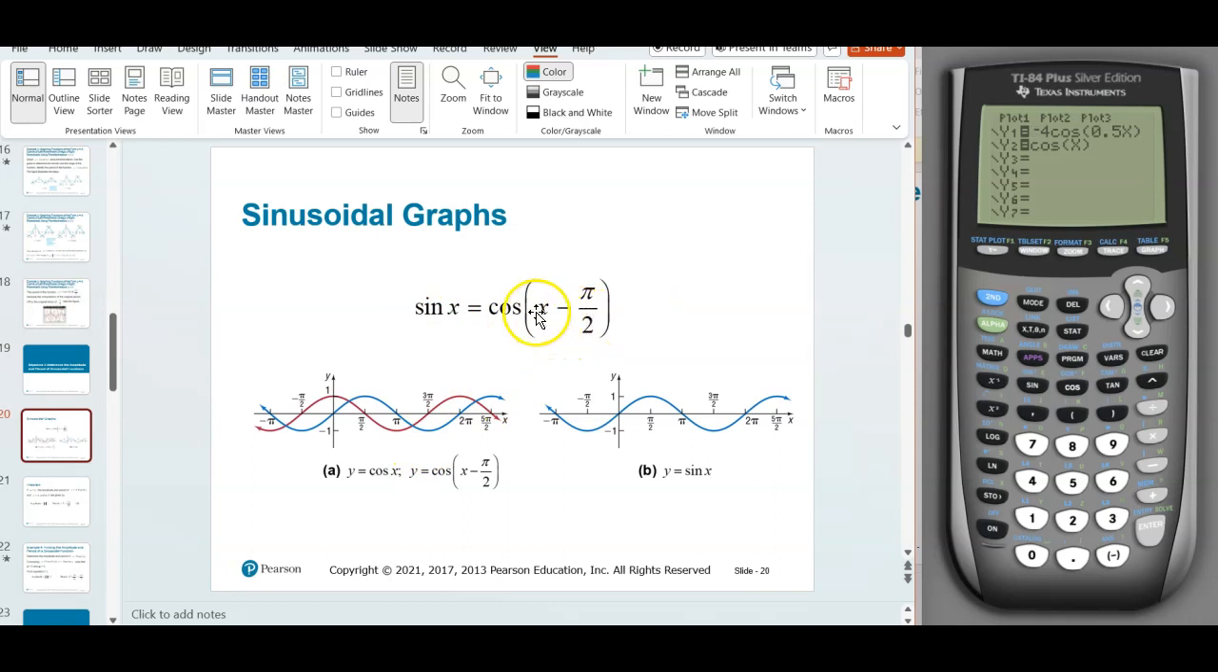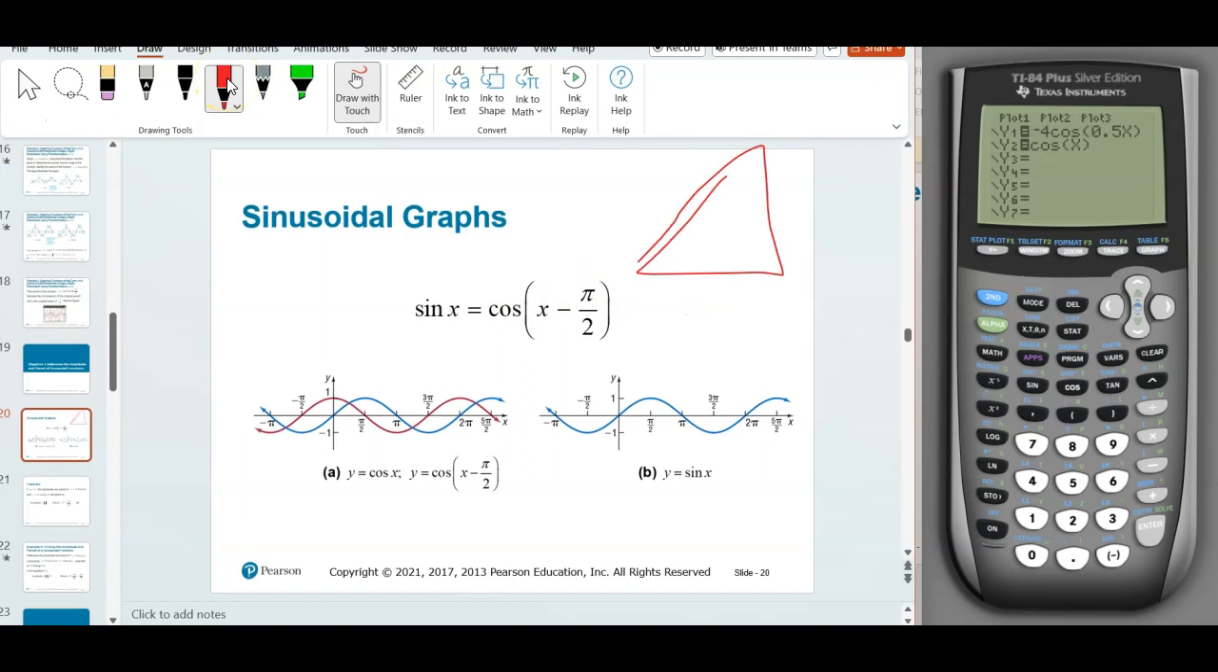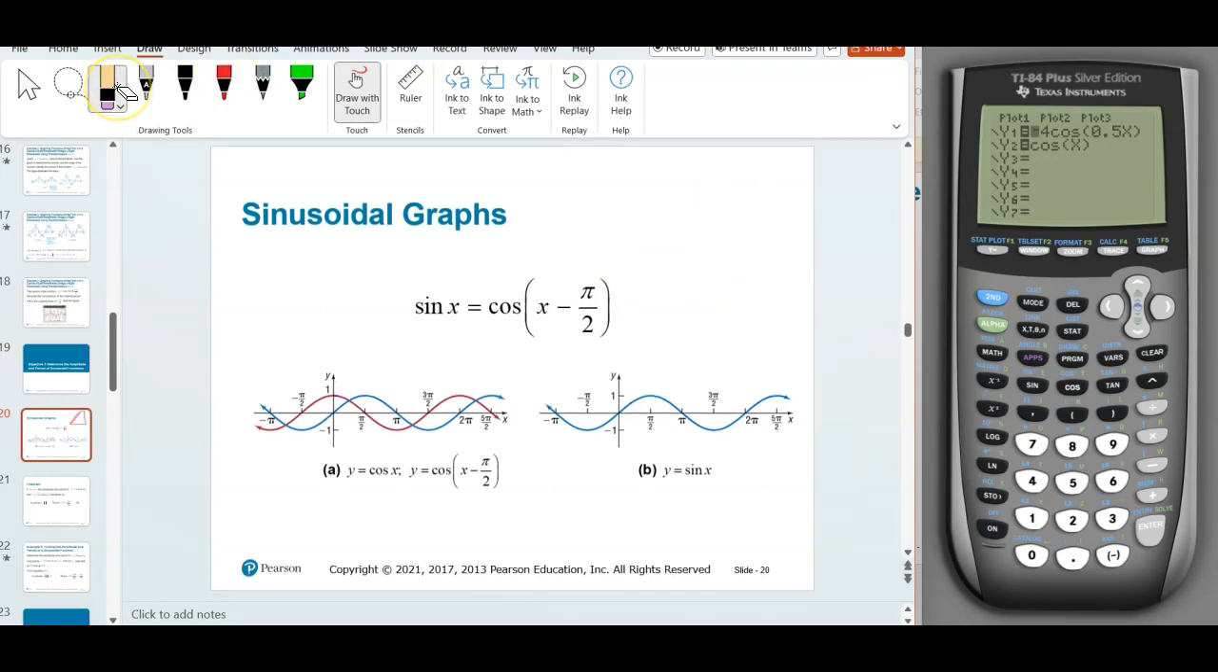It's just this shift between the functions of basically pi over 2 units. And that's the cofunction definition, right? That comes from what we saw with the right triangle trig. If I have a right triangle, and this is my angle x, well, this angle up here would be 90 minus x, or pi over 2 minus x. And the cosine of pi over 2 minus x is the same as the sine of x.